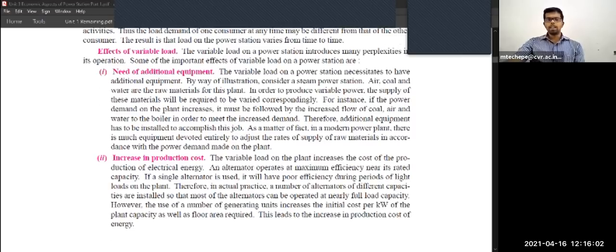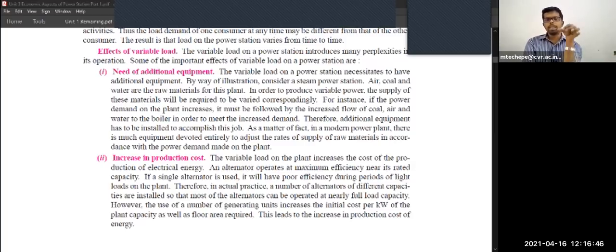Also there is an increase in production cost. Due to the variable loads, production cost might increase. For example, say you have 2,500 tons of coal now in the coal handling plant. With a sudden increase, you want another 50 tons or 100 tons more for generating that much power. So you need to get that, or some storage you need to take.